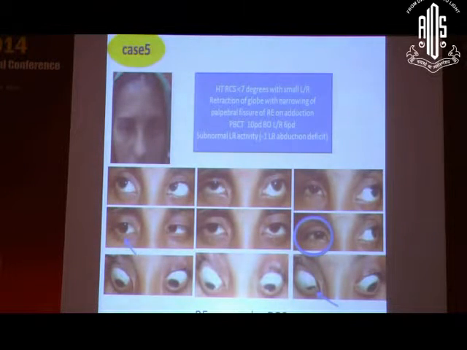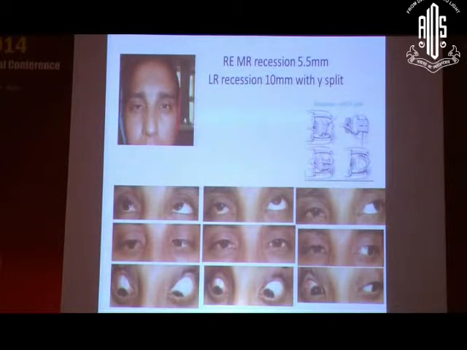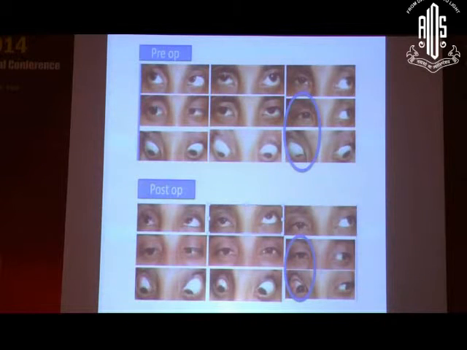This was a case of right eye iso-ortho-DRS. Clinically she looked ortho, but on PBCT there was a small amount of eso, around 10 prism diopters, but there was some normal LR activity. As you can see, there is only -1 LR abduction deficit, and there was retraction of the right eye on adduction. So what we did here was a differential MR and LR recession: MR recession of 5.5 and LR recession of 10 mm with Y split. And she achieved improvement in retraction of the globe as well as in downshoot.